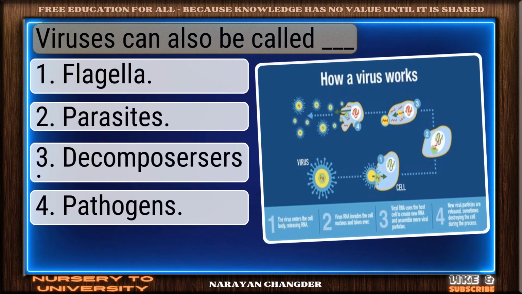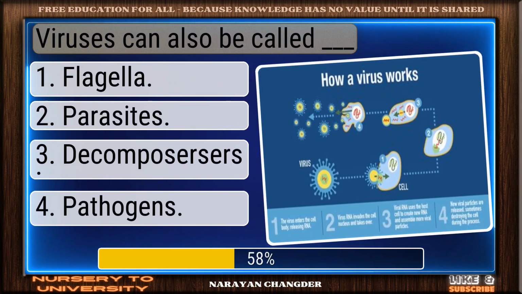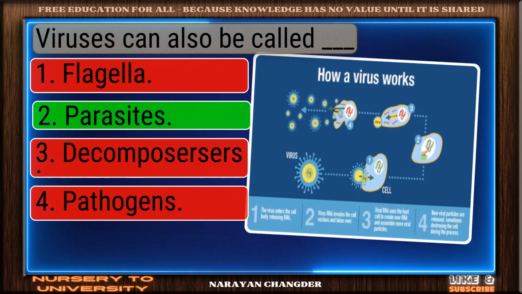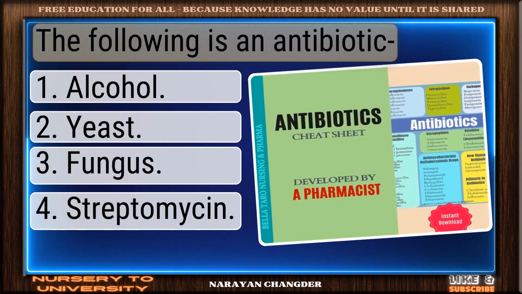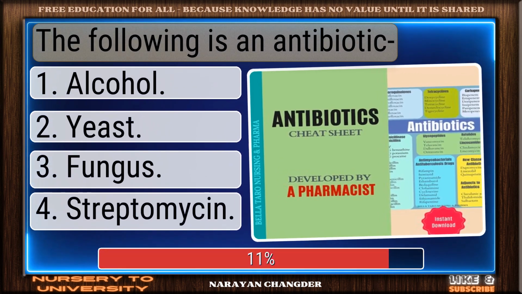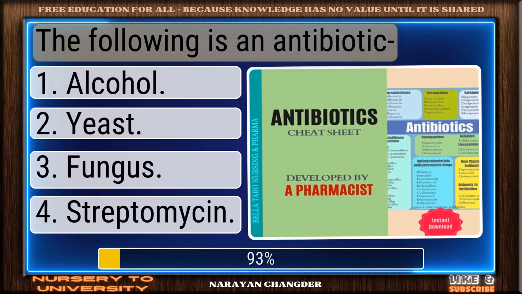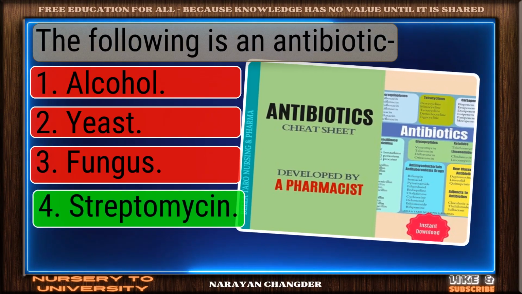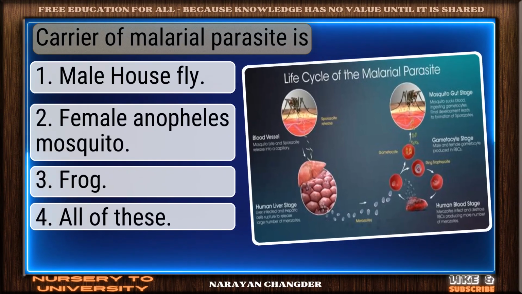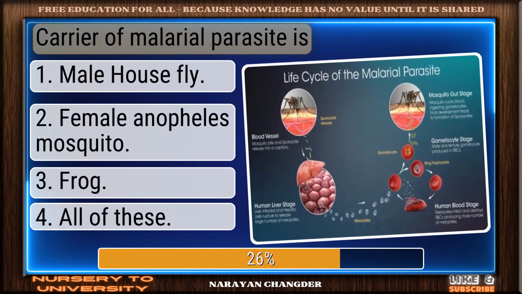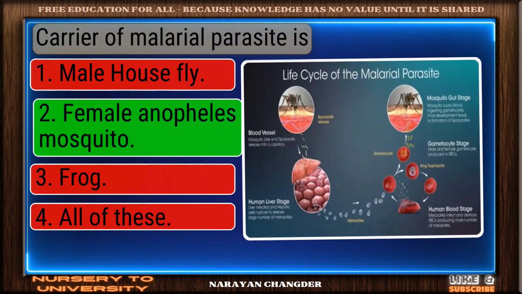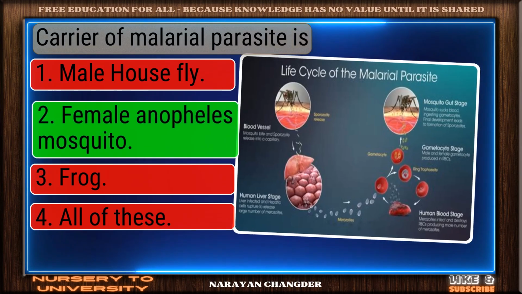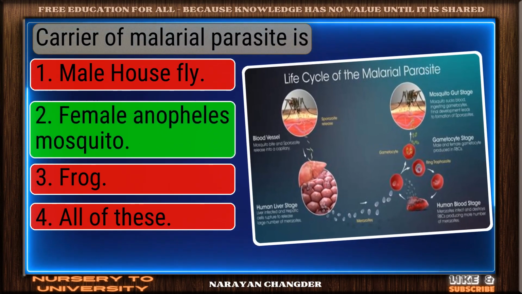Viruses can also be called dash. Excellent. Parasites is a brilliant choice. The following is an antibiotic. Correct response. Streptomycin is the most accurate answer. Carrier of malarial parasite is. Right again. Female Anopheles mosquito is a valid answer.